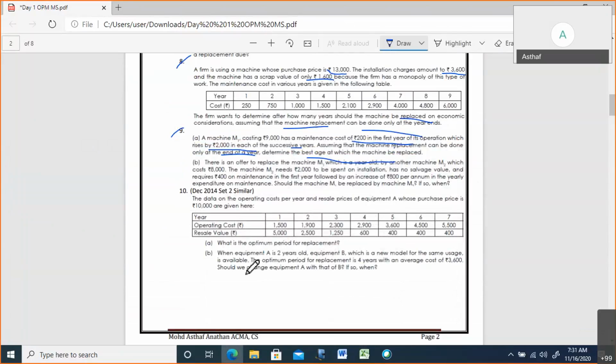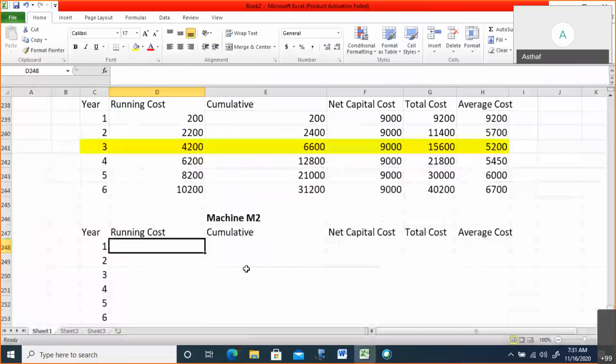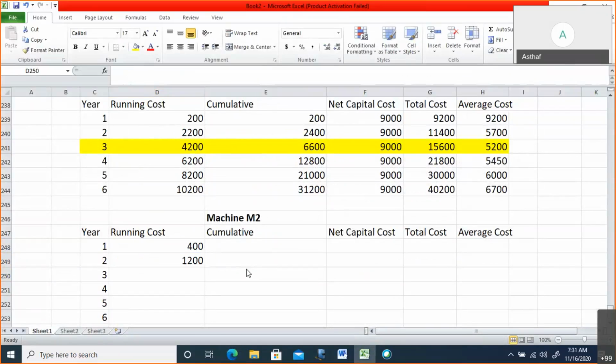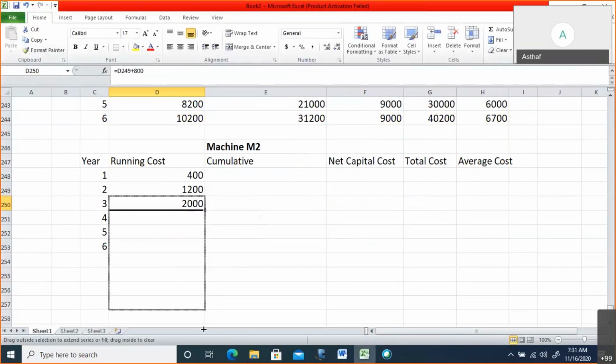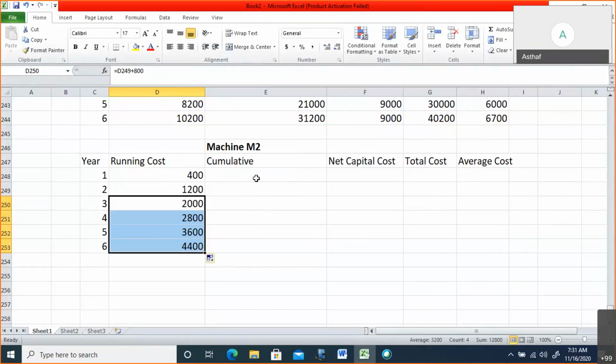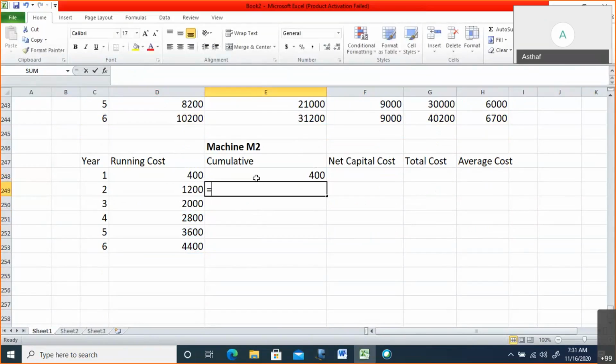The first year we have 4,000. Then there will be 800 every year. This is very important.